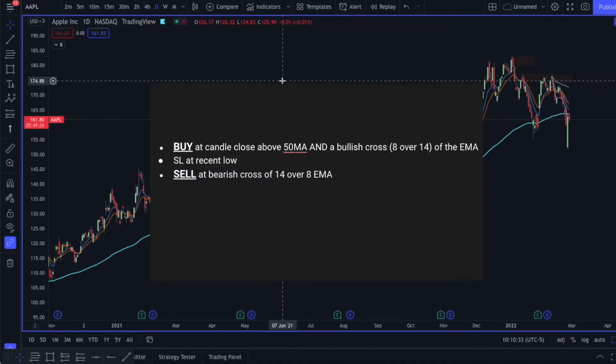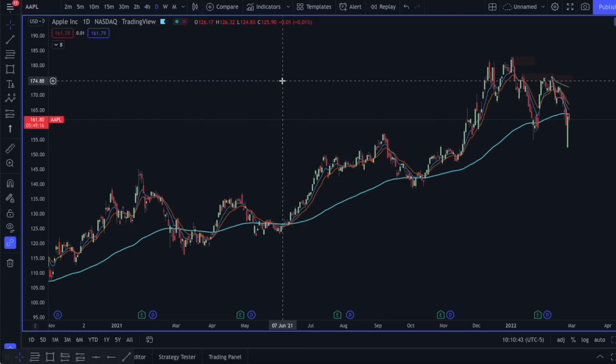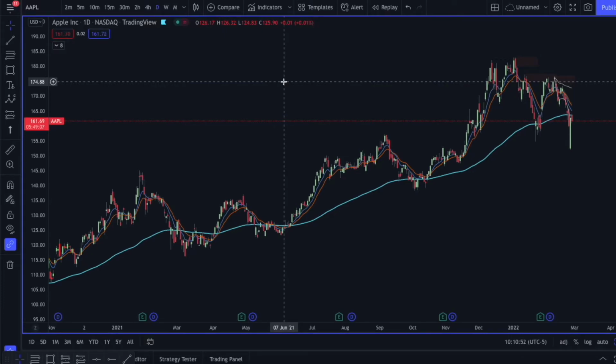We're going to buy at a candle close above the 50 period moving average and a bullish crossover on the 8 and 14 exponential moving averages. So we're combining those two strategies into one for our entry point. And then we're going to sell at a bearish crossover of the 14 and 8 period.